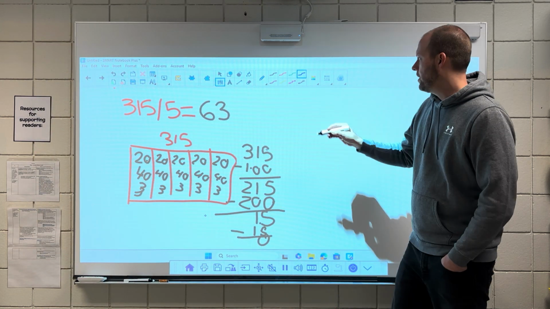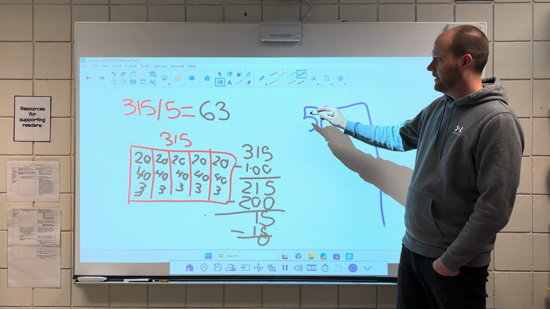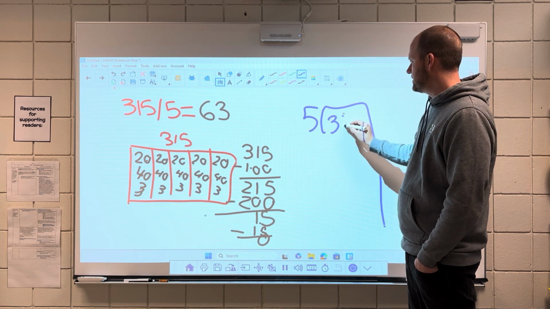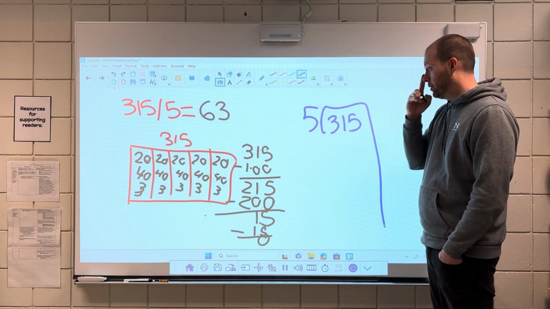Let's try this with partial products, partial quotients. 5 is on the outside, that's my divisor, the number that is on the outside. On the inside is my dividend, my larger number. And so now I'm going to do the exact same thing.